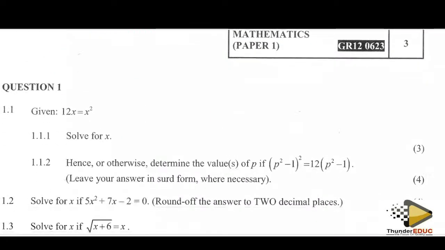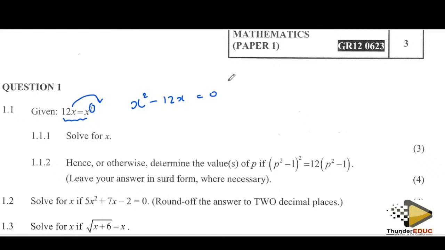Question number 1, where they are telling us to solve for x. Okay, so we're given 12x is equal to x squared, and then they want us to solve for x. So the highest degree in this expression is 2, which forms a quadratic. So for us to solve this, we need to create a standard form in the first place. If I move the 12x, that side is going to be x squared minus 12x is equal to 0.